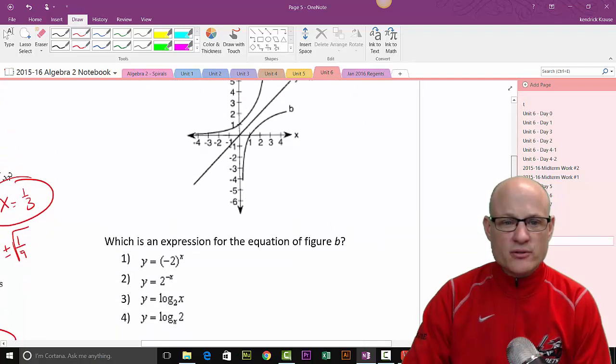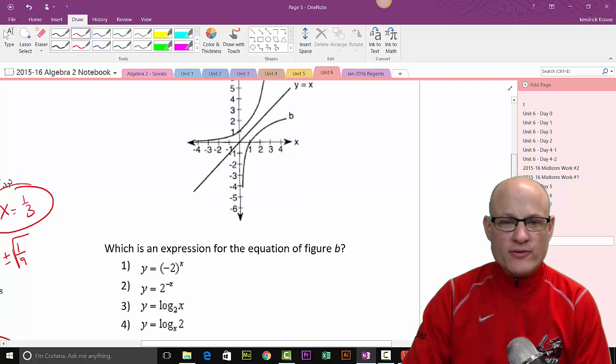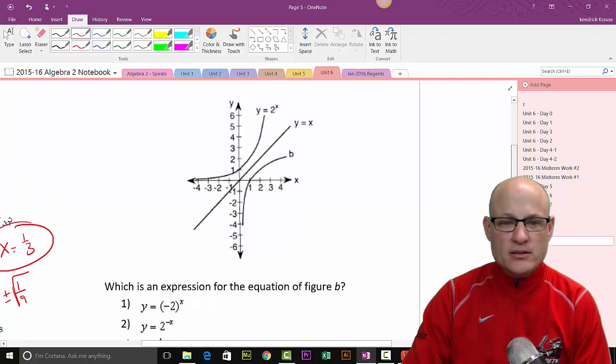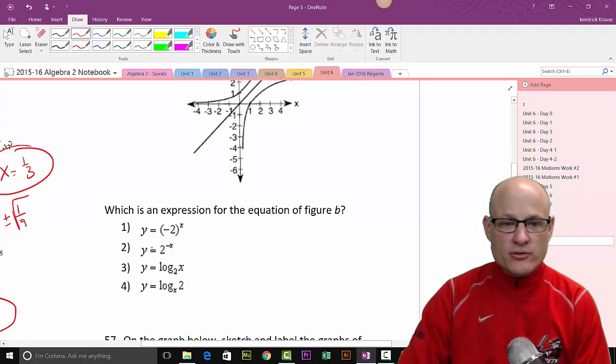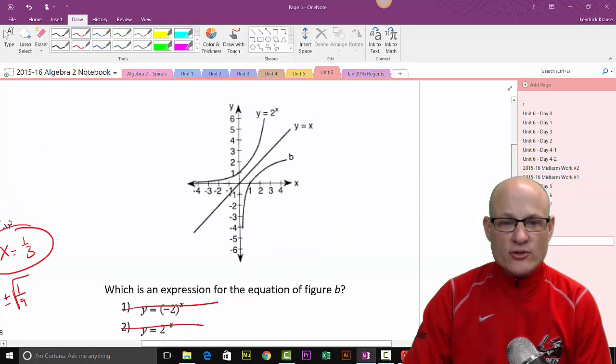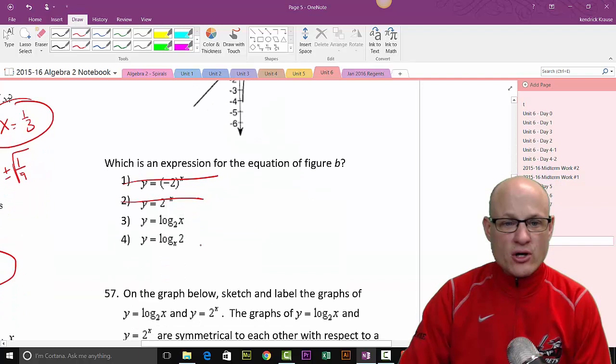Which is an expression for the equation in figure B? Well, it's a log, so it can't be these two. And it is the inverse of 2 to the x. So log base 2 of x.